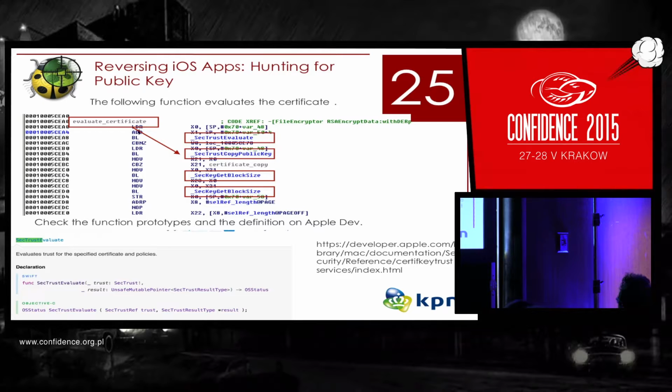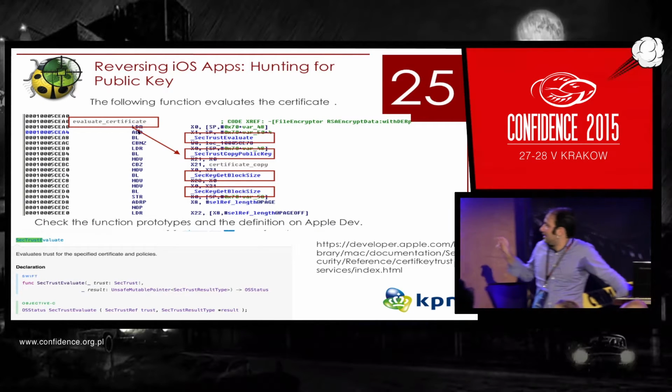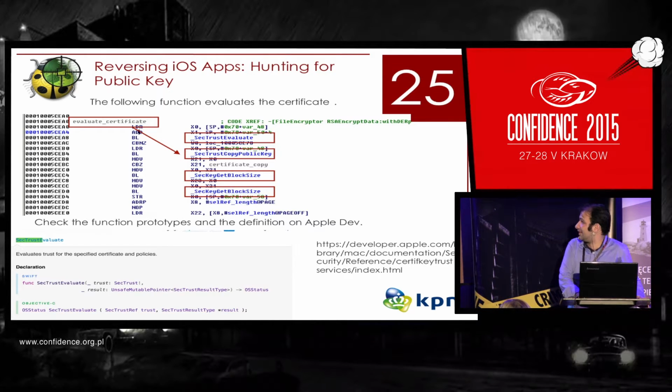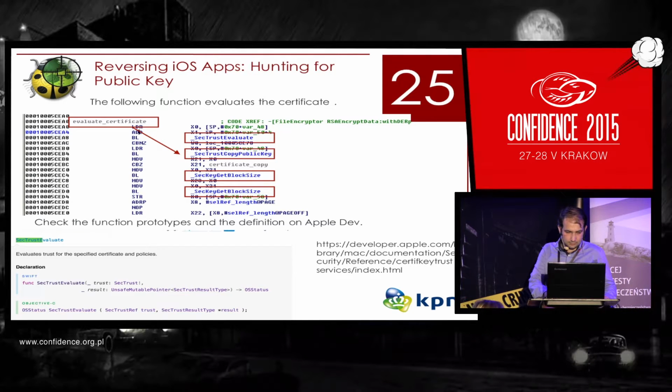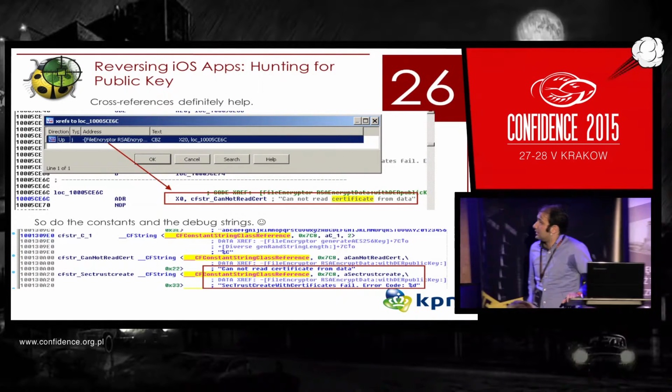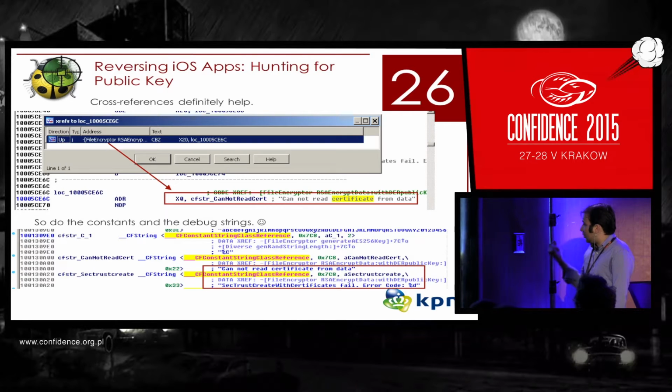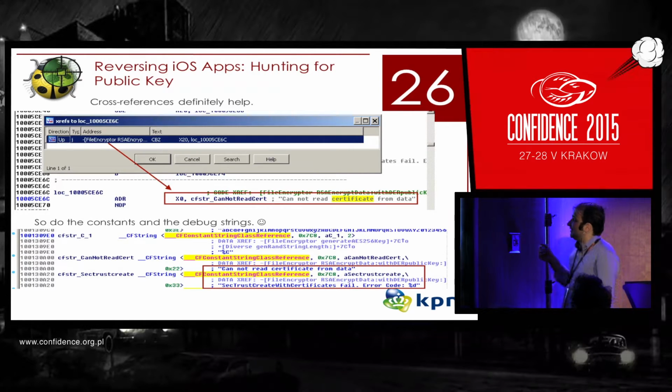And this function evaluates the certificate and makes me confident, because these are the default function calls, as you may check on the Apple developer forum, the function prototypes. It gets the block size, public key name, and checks the security trust. And you can just call the cross references and see where these specific functions are being used.